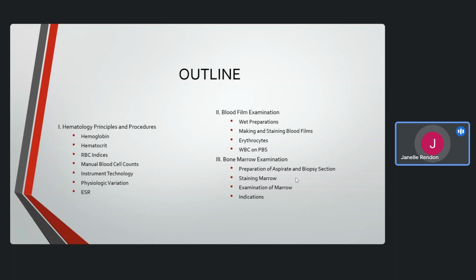We will be discussing the different principles and procedures in the basic CBC or the routine hematologic test, such as the CBC, as well as the blood film examination and even the bone marrow examination.